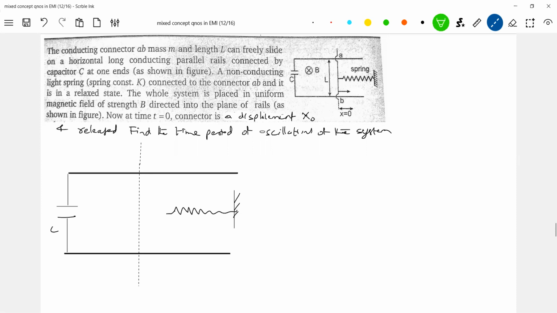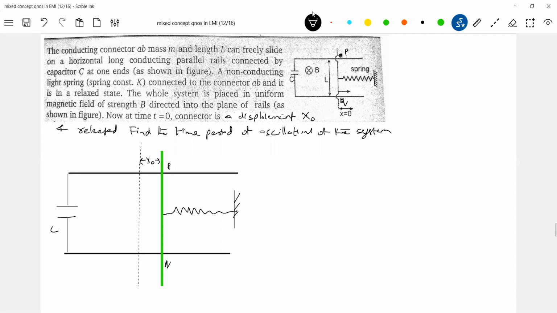So let this be a rod. Now this rod is pushed by distance x naught. Let me take this as x naught here. So there's a rod AB as given, no? And I'll take it as PQ, because acceleration will be using the symbol. So let me make it PQ. B is into the plane.